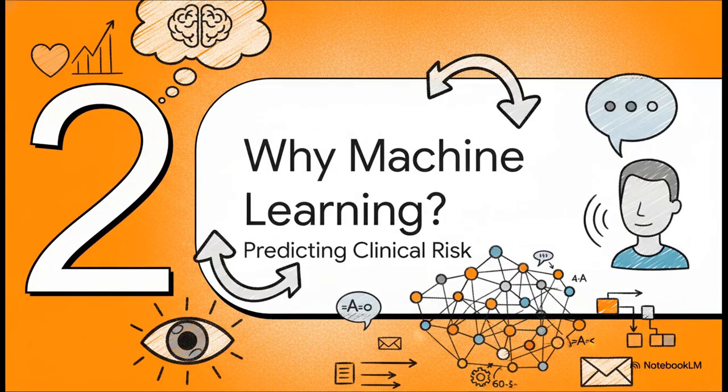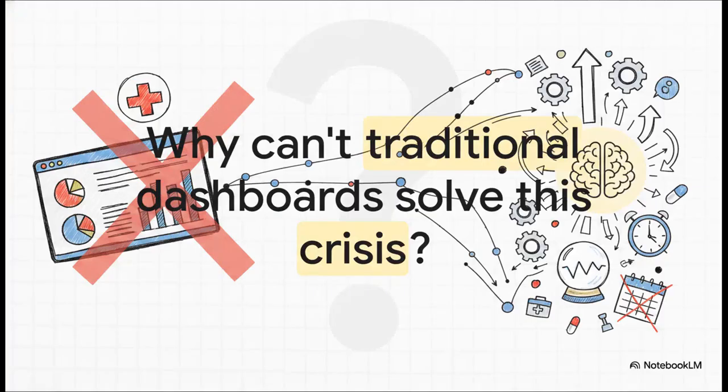Moving to Section 2. Why machine learning? Now, you might be wondering, why can't traditional dashboards and simple rule-based systems solve this healthcare crisis? I mean, why not just build a really nice Tableau dashboard? Well, the truth is, descriptive statistics and data science dashboards certainly provide massive value. They summarize the past beautifully. But they simply cannot calculate future unseen medical risks. Basically, they tell you what already happened, not what's going to happen.